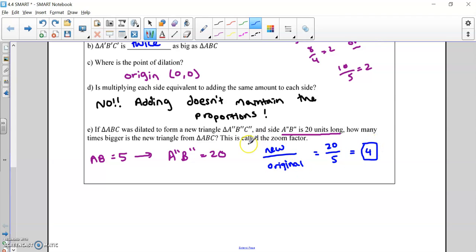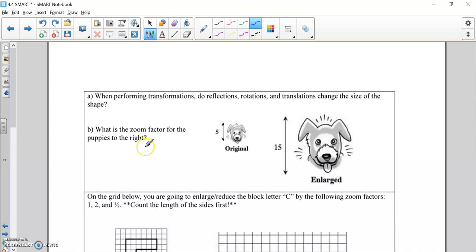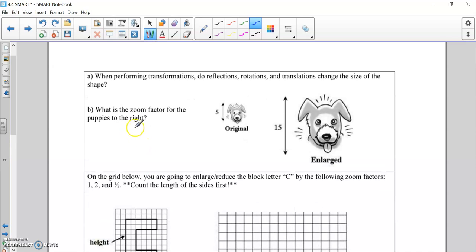All right, so again, it's always the new divided by the original. Okay, let's do another example. For this puppy's head, we have the original that had a height of 5 units, and the bigger version had a height of 15 units. So again, new divided by original. So 15 divided by 5 gives us a scale factor or zoom factor of 3.